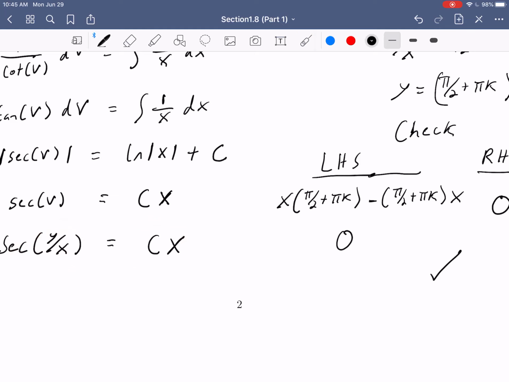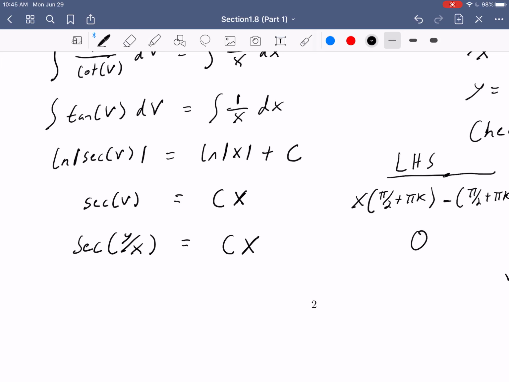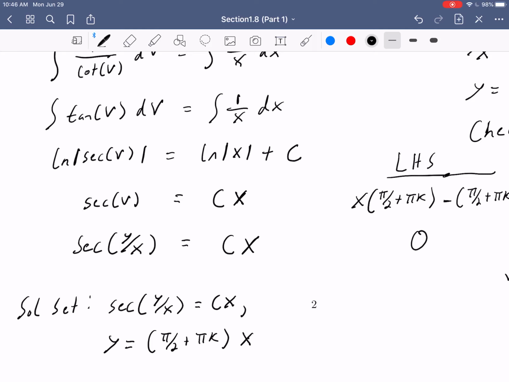So we might as well include all of it here. We're probably more concerned about missing solutions than we are potentially having some repeats. So we'll say that our solution set, in this case, is secant y over x equals cx, and then also all the sort of linear solutions, y equals pi over 2 plus pi k x.